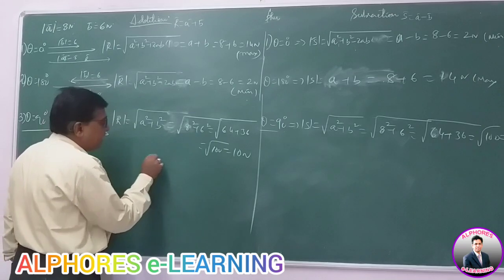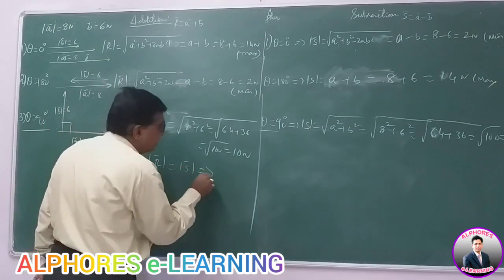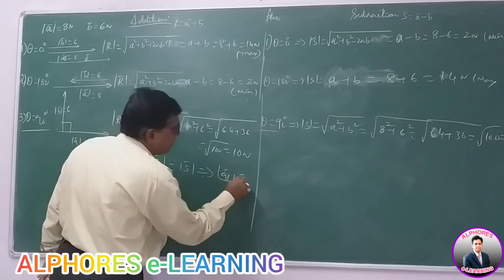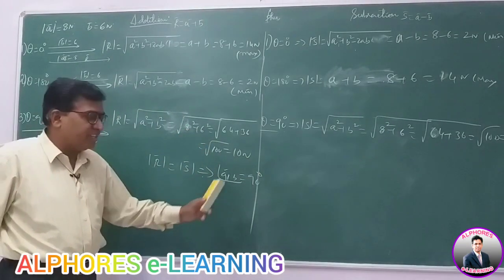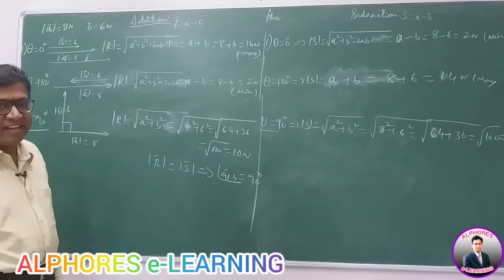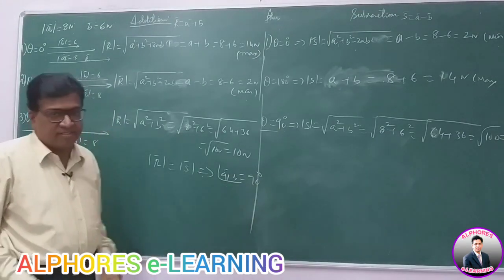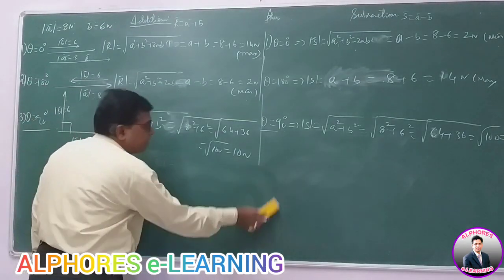So mod R and mod S are equal when the angle between A and B is 90 degrees. Mod R and mod S are both the same when the angle is 90. A and B are perpendicular vectors, both are perpendicular.